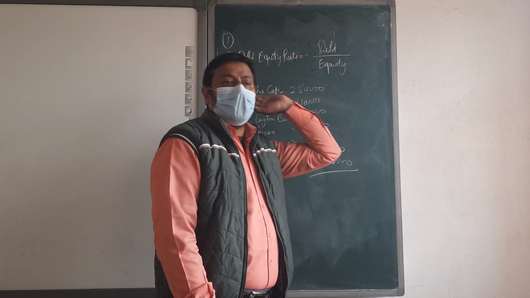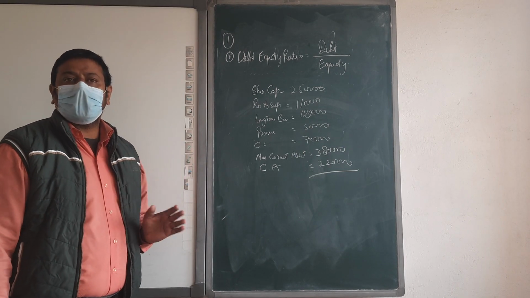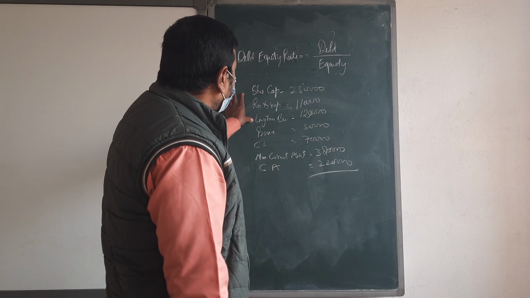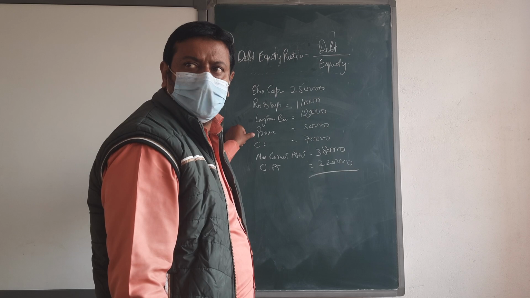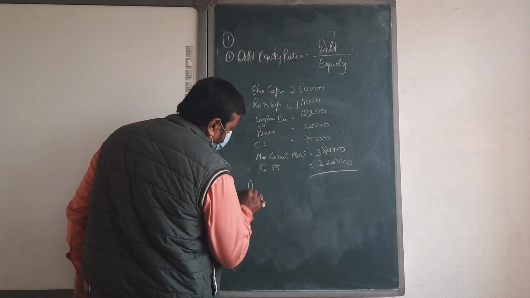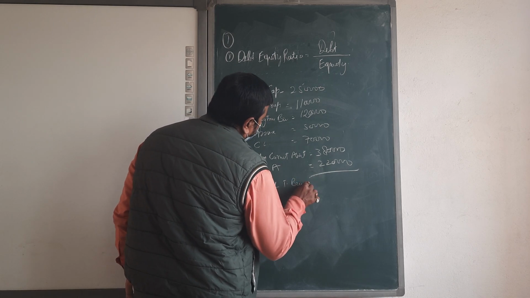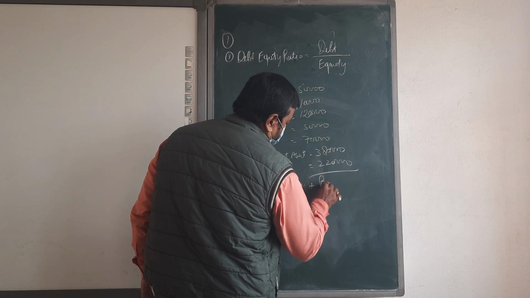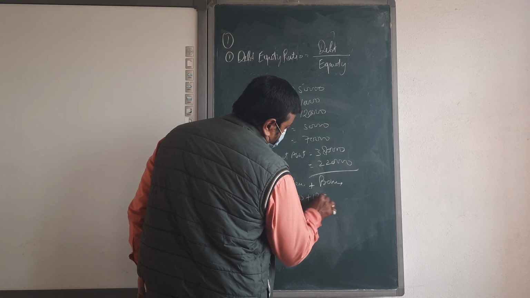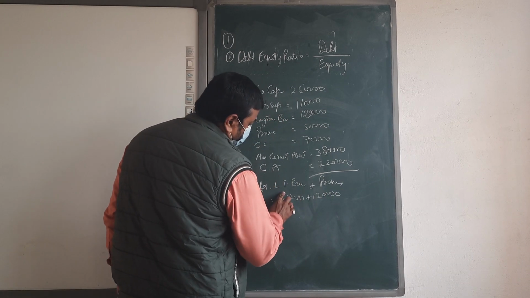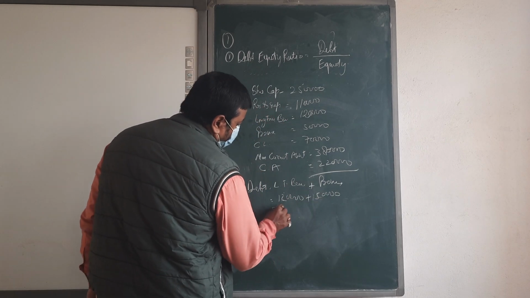First we are going for our formula, debt upon equity. By that we are going to calculate equity and debt. For debt we have the long term borrows and provision, only two. Debt is long term borrows plus provision. Long term borrowing is 1 lakh 20,000 and provision is only 50,000. The total amount is 1,70,000.